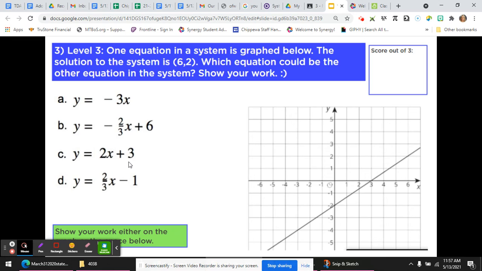One equation in a system is graphed below. The solution to the system is 6, 2. Which equation could be the other equation in the systems? Show your work. So here, since this is worth 3 points, I do want to see how you come up with your solution. So I'm just going to start at the top here, and I'm just going to choose a different color for each line. So here's what we want. I'm going to highlight right here. We want the system to have a solution at 6, 2. So 6, 2 is where that other line must pass.